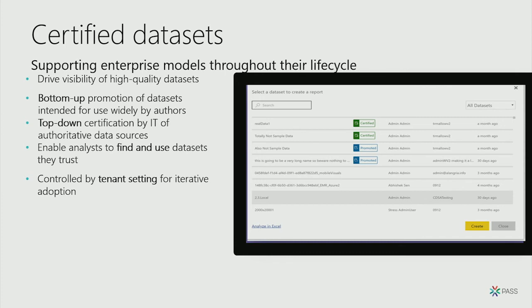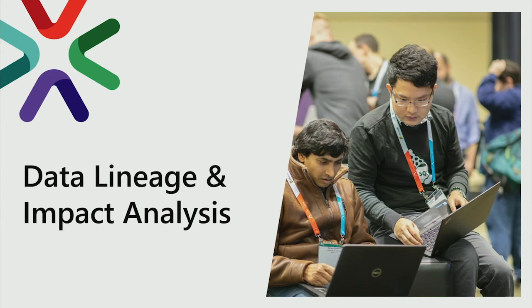So now when we create a new report, we can more easily find the right datasets that the organization wants us to use. We can more easily find the data that we can trust when we are building our dashboards and reports. We will see an example of the endorsement later. Let's start talking about the second solution, which is the data lineage and impact analysis.